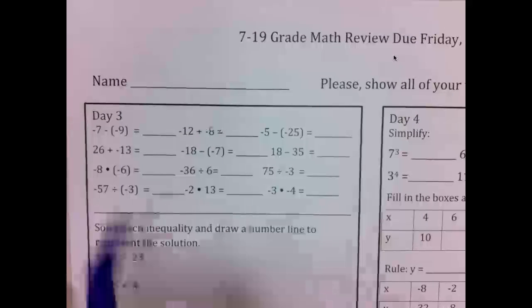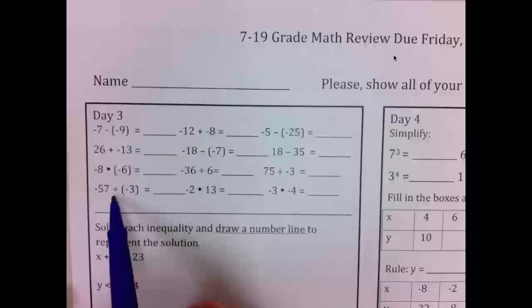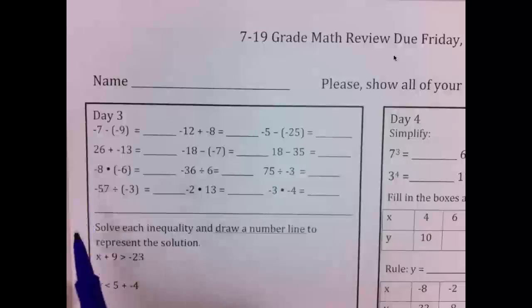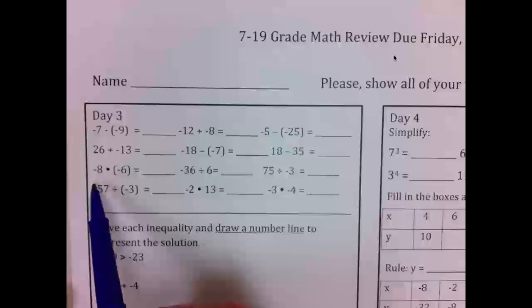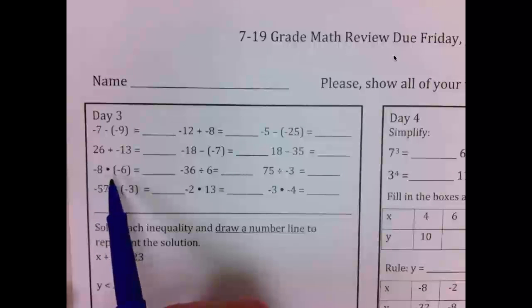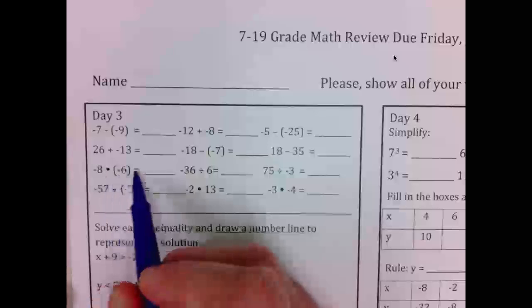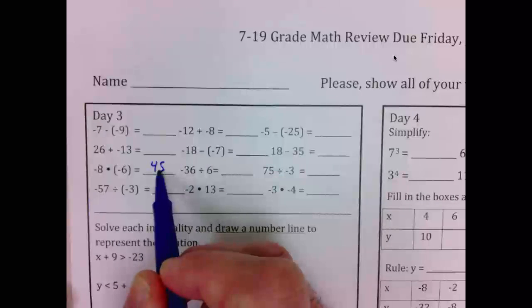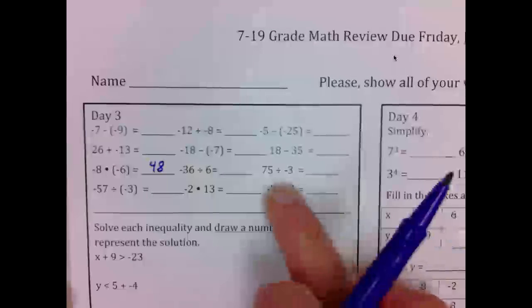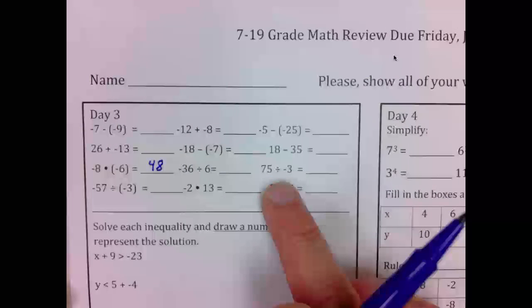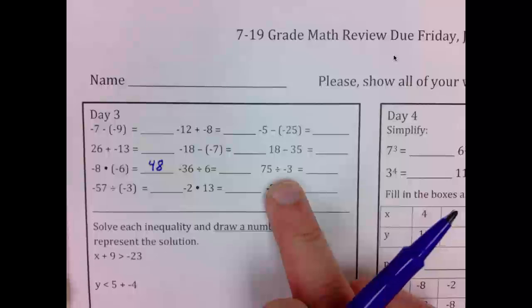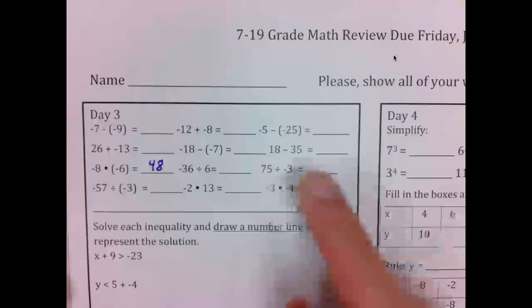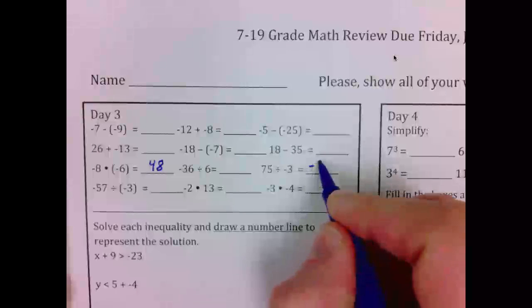Remember our rule for multiplication and division. If the signs are the same, the result is positive. If the signs are different, the result is negative. For instance, negative 8 times negative 6, two negatives, the product is positive. Compared with this one, 75 divided by negative 3, in this case the signs are different, so the result, the quotient, is negative.